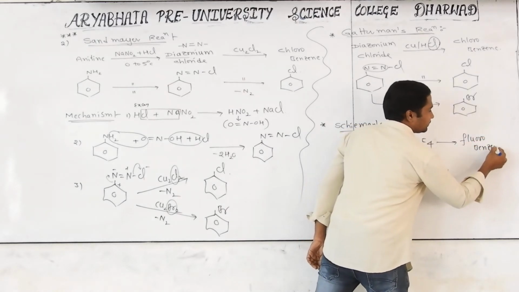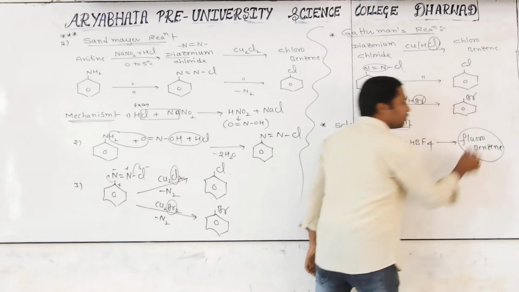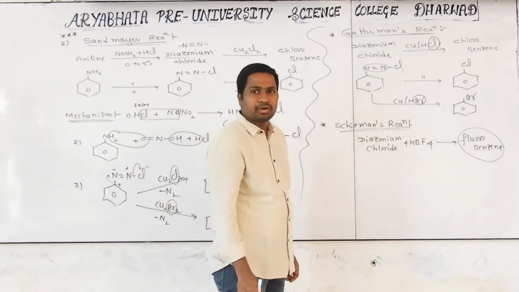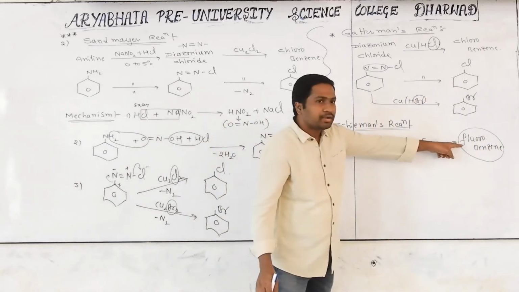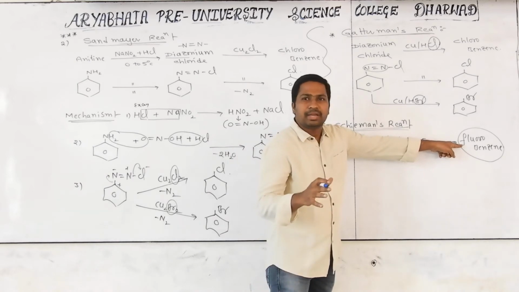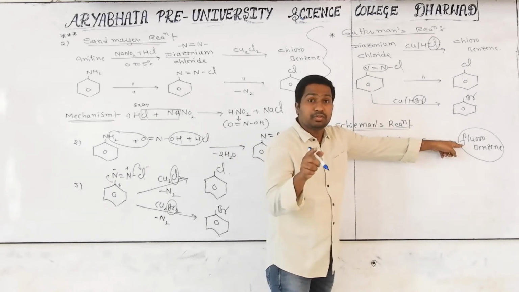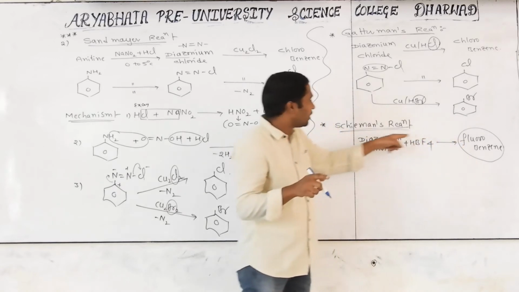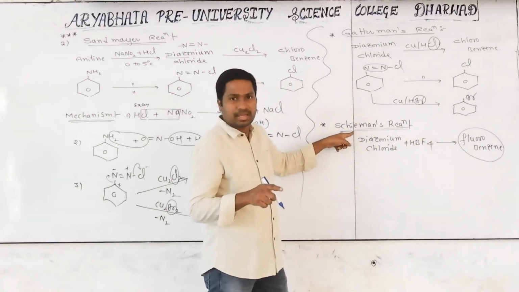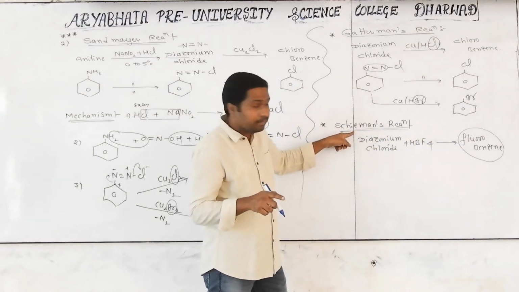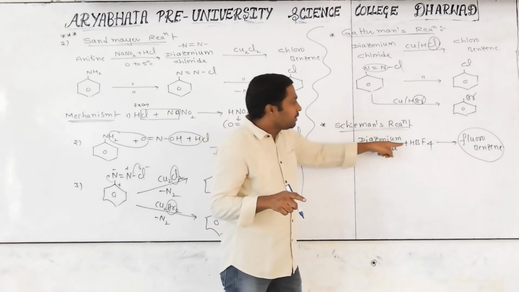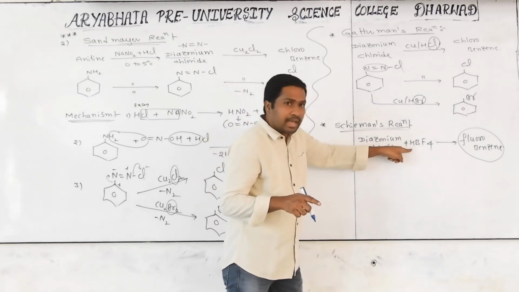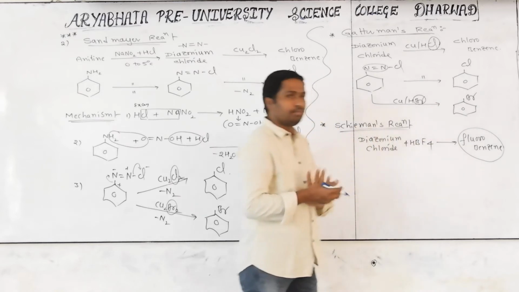Preparation of fluorobenzene is not that easy. Why? Because fluorine is a highly reactive element, so the stability is very low. But even so, you can get fluorobenzene compounds under which method? Schiemann's reaction. What is the starting material? Diazonium chloride will be treated with fluoroboric acid and we get fluorobenzene.